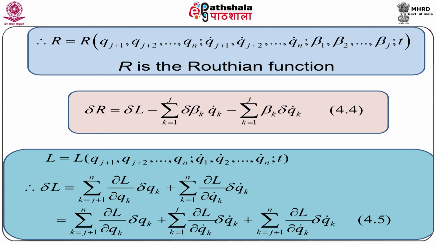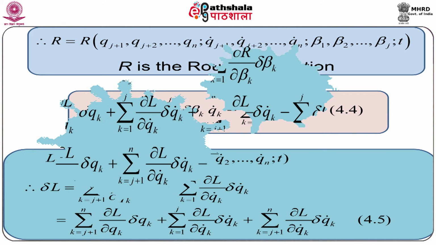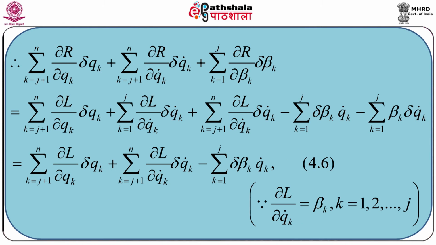Now, the second term can be written as summation over k equal to 1 to j and then summation over k equal to j plus 1 to n. So, from two terms we get three terms which have been written in equation 4.5. Substituting the expressions for delta R and delta L, we get the equation which have been written in the first two lines.